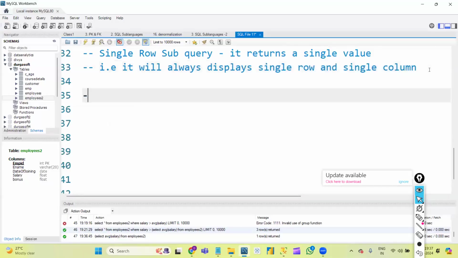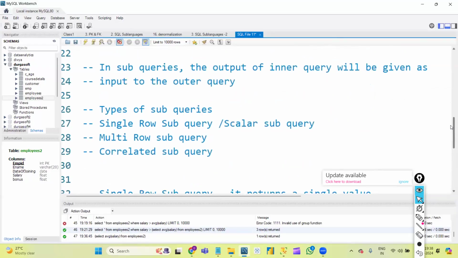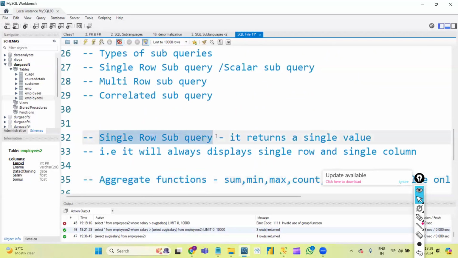That means we get single values whenever we use aggregate functions, right? All the aggregate functions, correct? It may be sum, minimum, maximum, count, or average. Whenever we are using aggregate functions, we will get the output as a single value only, correct? So I can say whenever I'm using aggregate functions in the subquery, all those subqueries will be considered single row subqueries only.